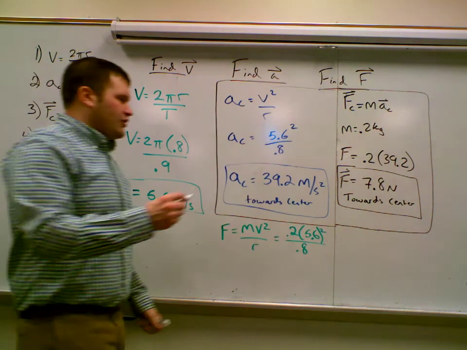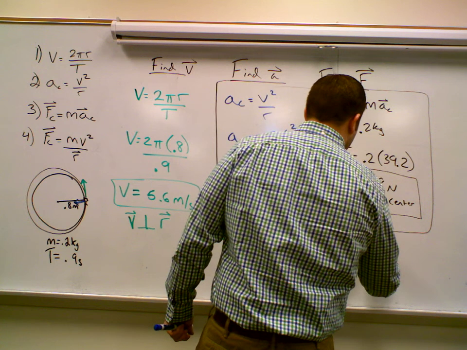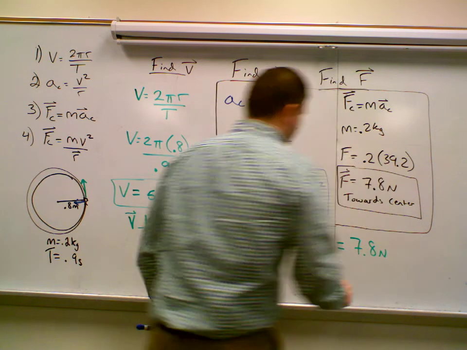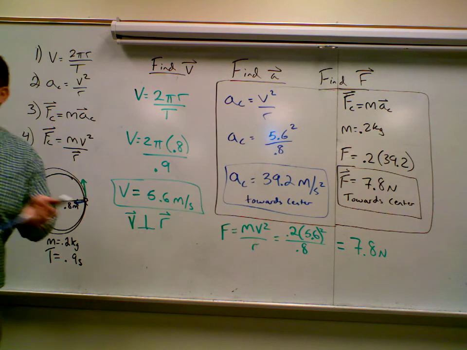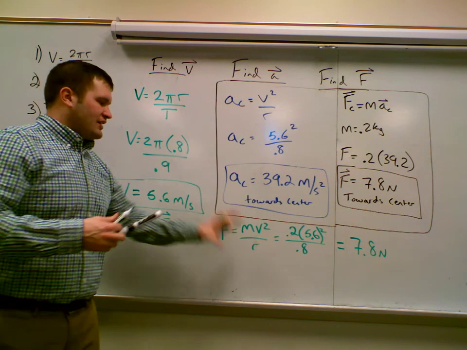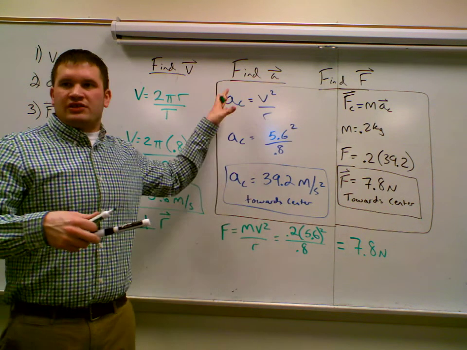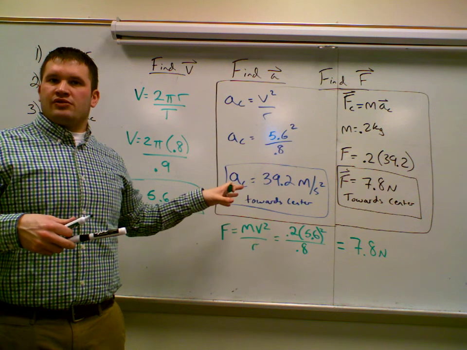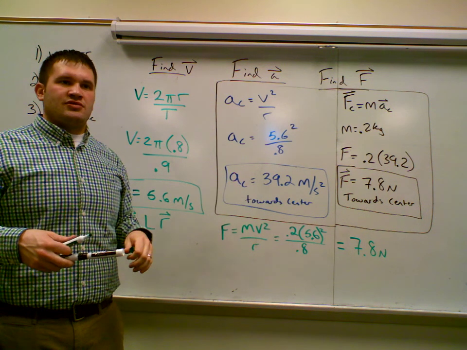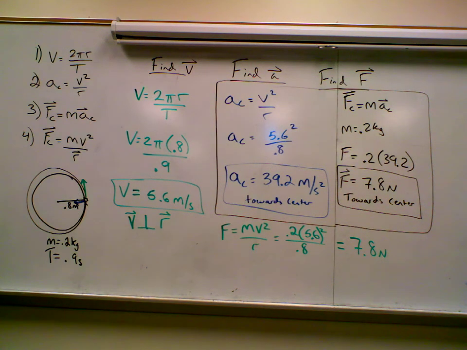Okay. So what do you get? 7.84. So in this problem, I didn't specifically ask for acceleration, so you could just do this step. Find the velocity, then do this step. If I asked for acceleration, then you'd have to do this. Okay. Does that make sense? Any questions?